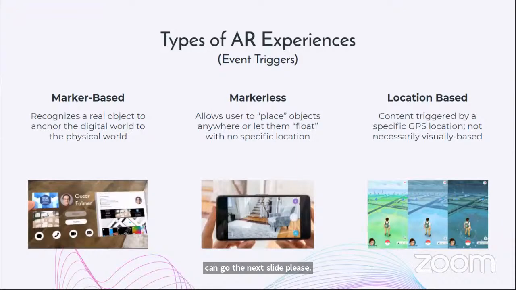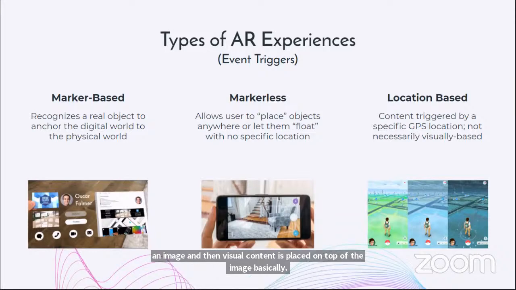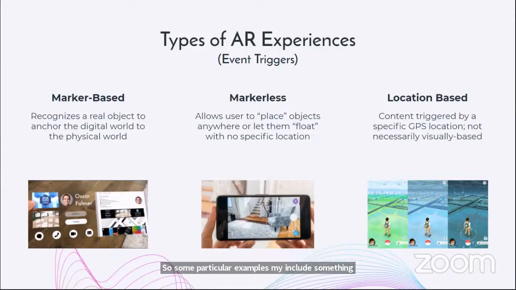So now, when we're talking about augmented reality, even that term has a few different categories of experiences, which are all based on unique event triggers. So the first is marker-based, where a real-world object acts as a marker where you can place digital content on top of it. So machine learning is used to recognize an image, and then digital content is placed on top of that image, basically. So some popular examples might include something like an AR business card, where you can put like a video of your elevator pitch or other links to your social media or something like that.